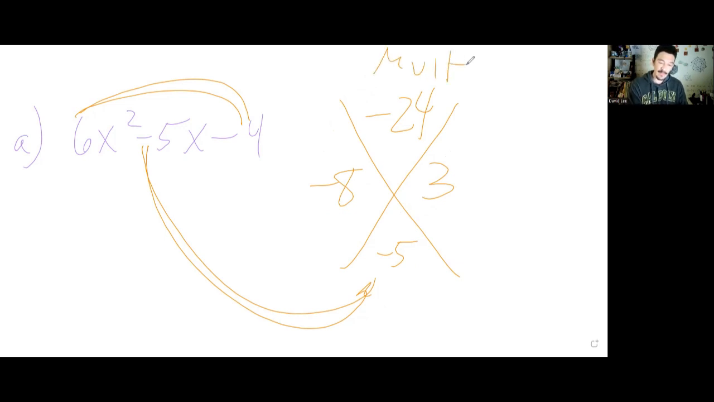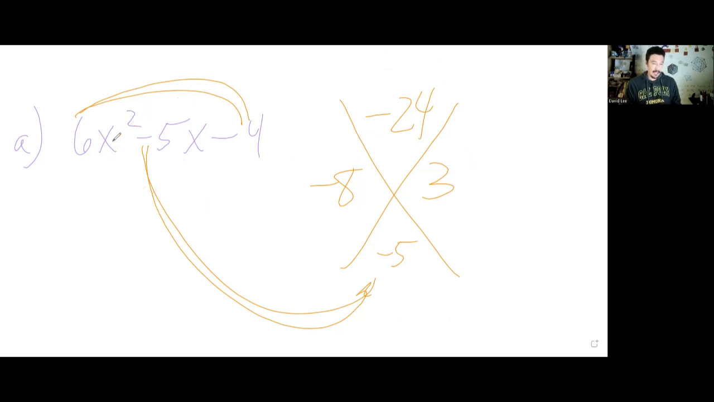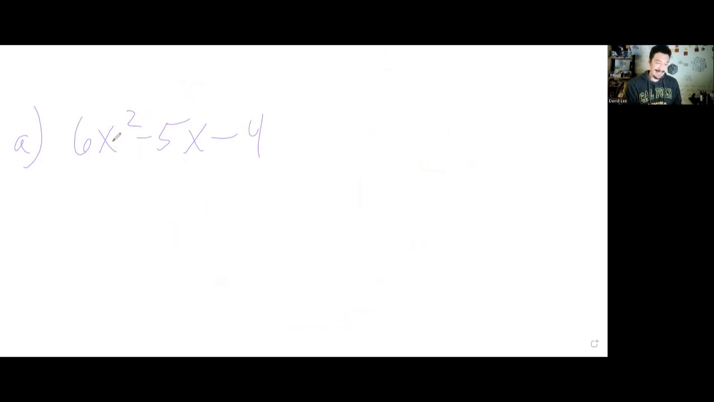Do those numbers multiply to give you negative 24? They sure do. Do those numbers add together to give you negative 5? They sure do. So what do you do with these 2 numbers? You use these 2 numbers to tear apart the middle term. Let me get rid of all of this. So we said negative 8 and 3.